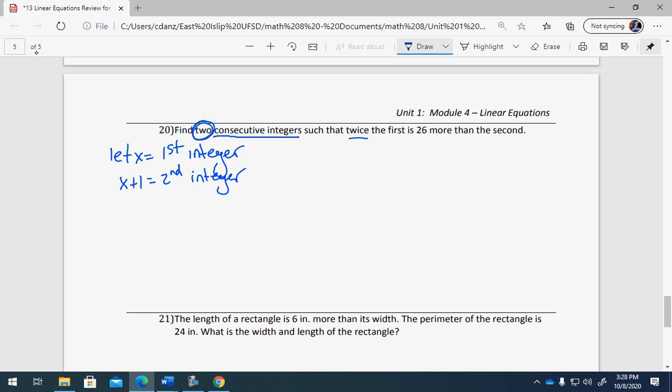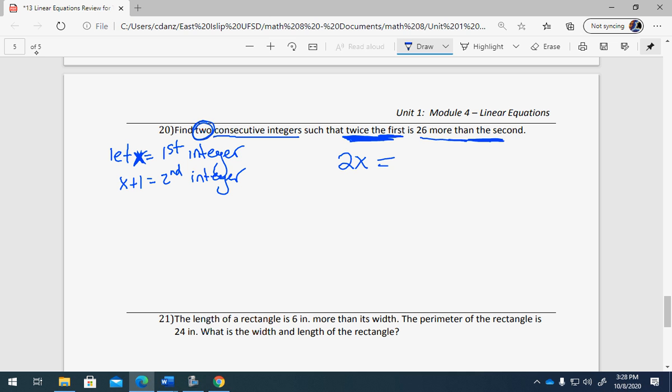Look what it says. Twice the first is 26 more than a second. Yesterday, we were just adding them together to equal a number. So this one is definitely harder. So we have to write twice the first. Do you agree that twice means 2 times? So I want to do 2 times the first. And the first we wrote just as an x. And then it says is, so we'll put an equal sign here.